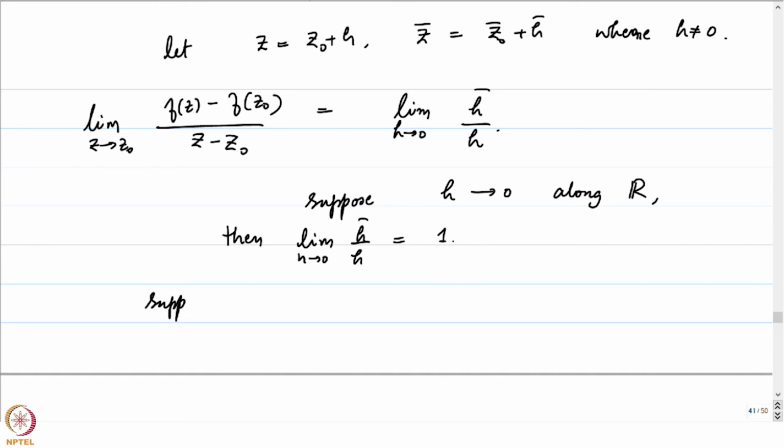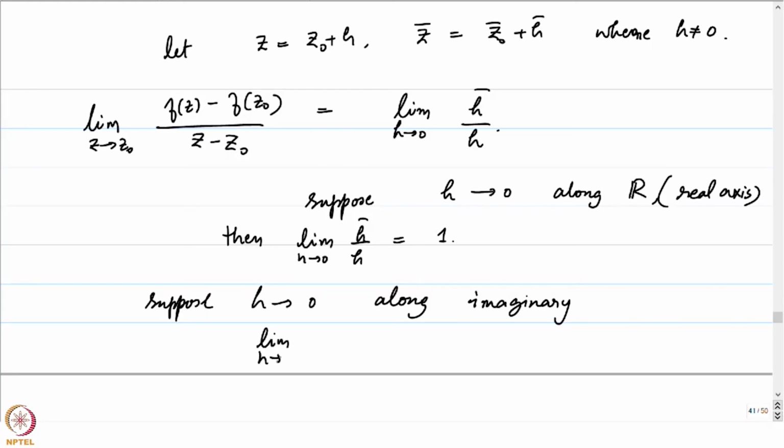And suppose this is the real axis, and suppose h goes to 0 along iR, the imaginary axis, then h will be something like i times x, where x is a real number. And what will be the conjugate of ix? Ix's conjugate will just be minus ix, and then the limit as h goes to 0 of h bar by h will be the limit of minus 1. At every stage h bar by h will be minus 1, and this is going to be minus 1, which is not the same as the limit which we obtain when we go along the real axis.